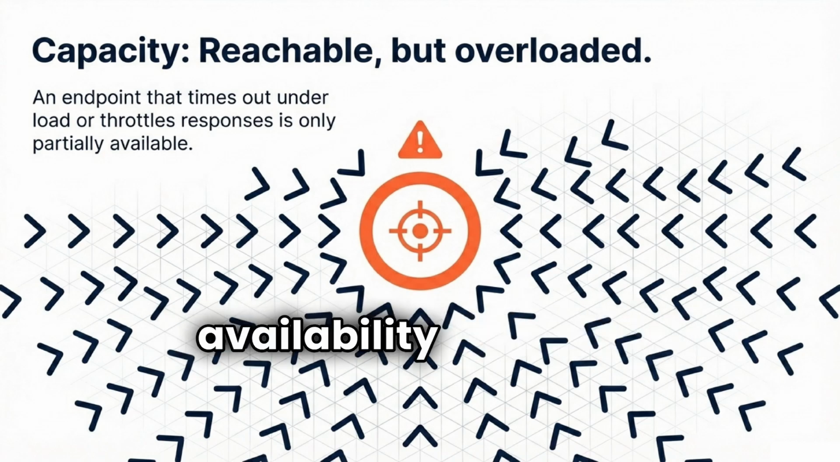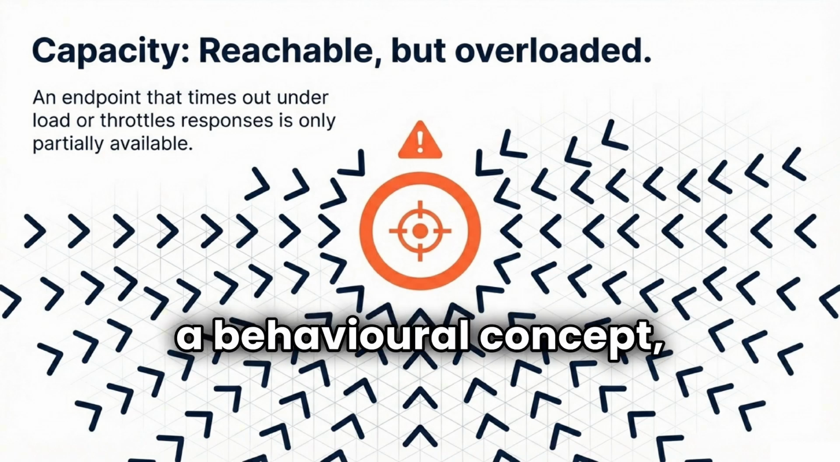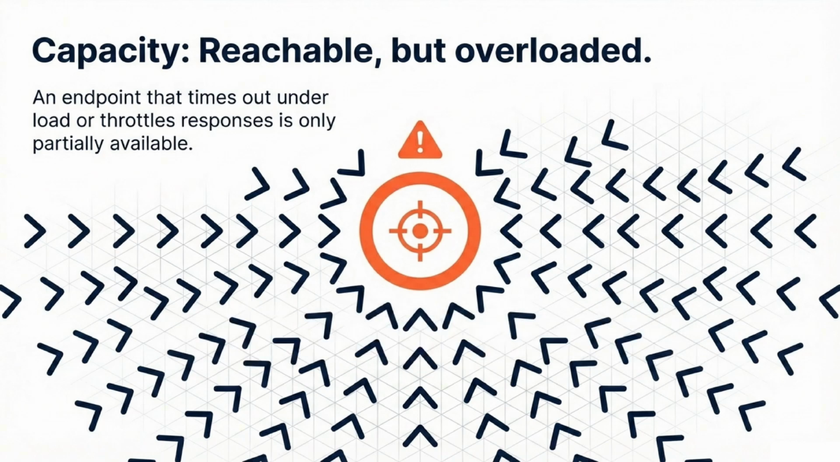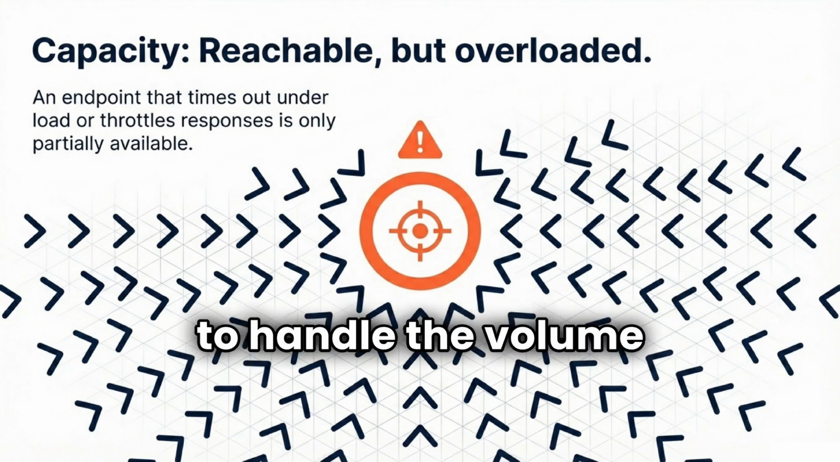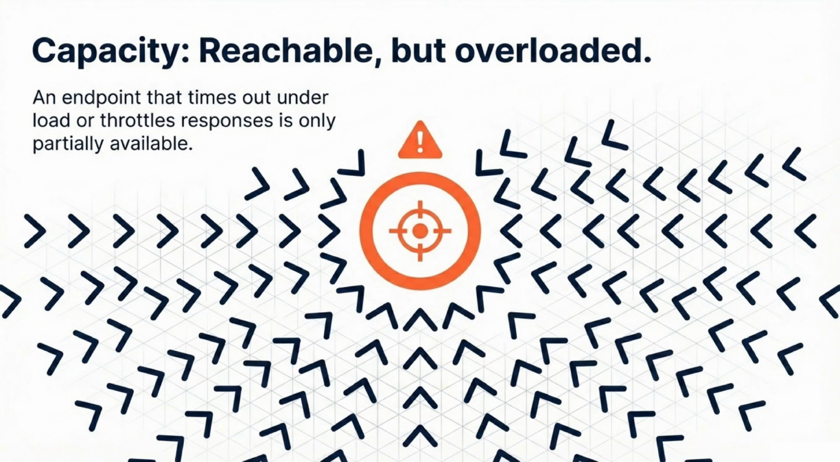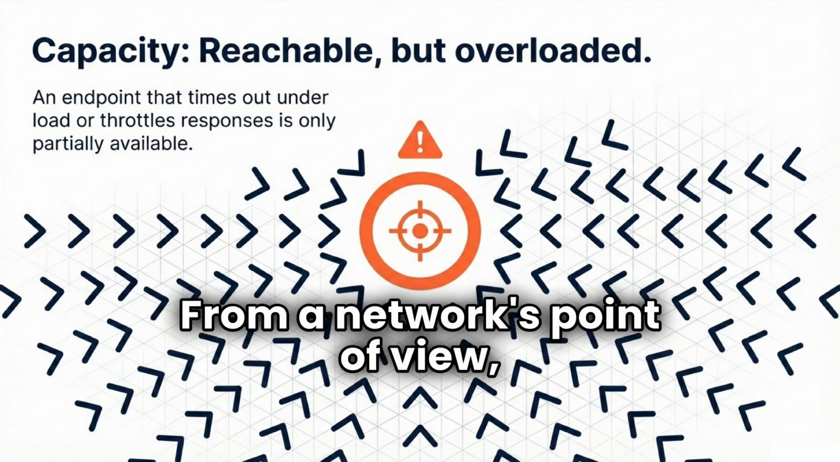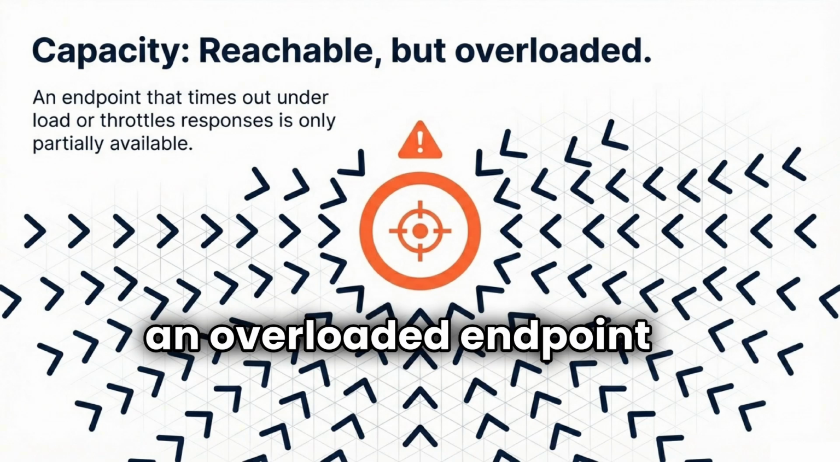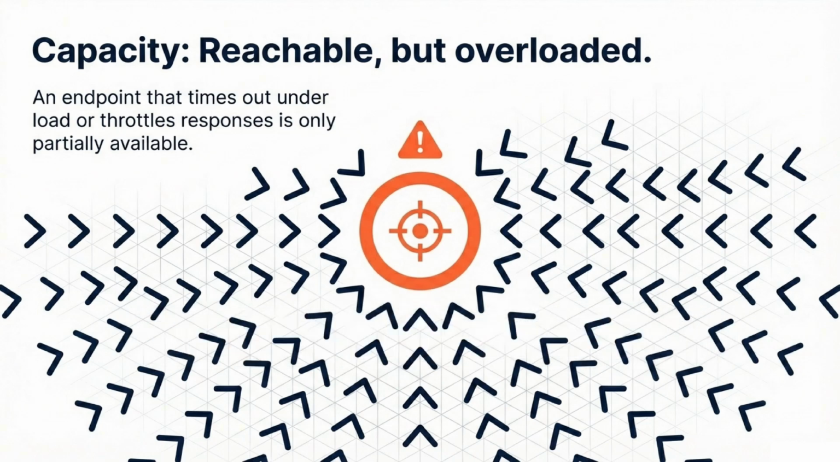This is where availability becomes a behavioral concept, not just a technical one. Endpoint availability depends on capacity. Is the endpoint able to handle the volume of requests it is receiving? Is it overloaded? Is it throttling responses? From a network's point of view, an overloaded endpoint is only partially available. It exists, but it cannot meet demand.